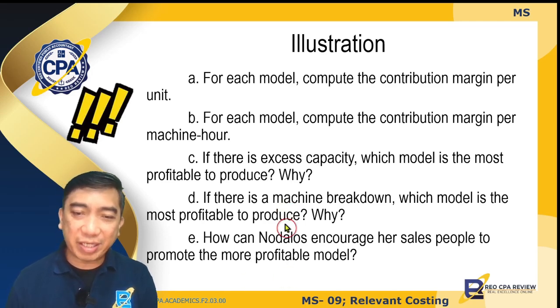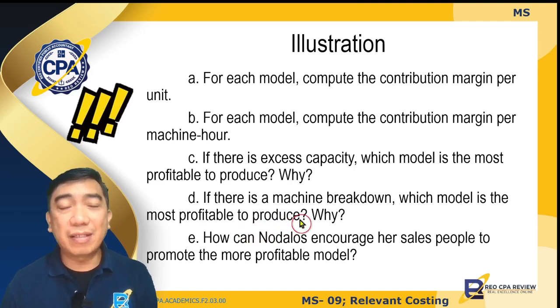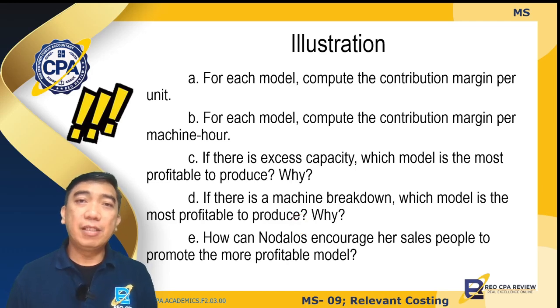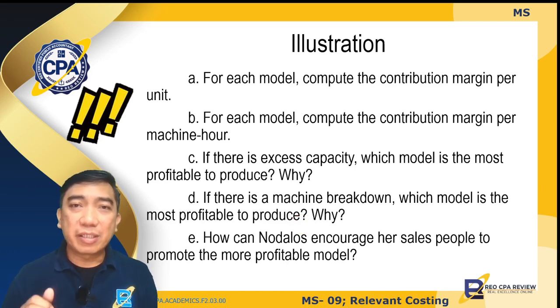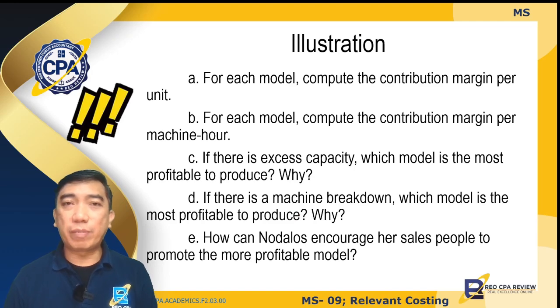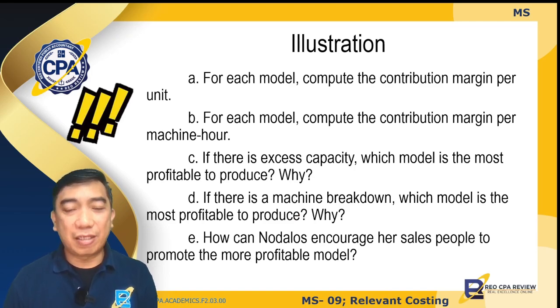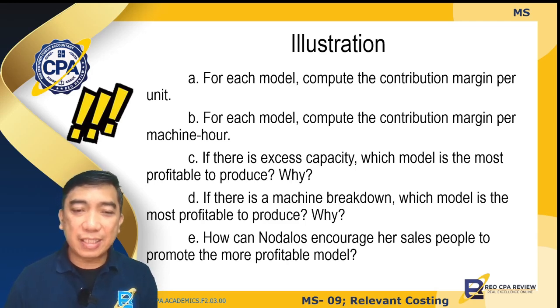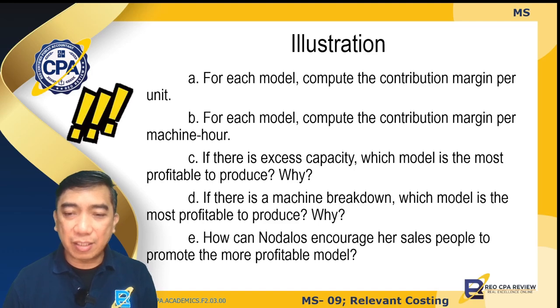Letter D, class, if there's machine breakdown, which model is most profitable? Pag machine breakdown, class, ano na yan? It is already the prioritize the product having the highest contribution margin per limited resource. Sa situation na to, per machine hour. And finally, what is letter E? How can the Dallas encourage her sales people to promote the more profitable model? Qualitative factors. Okay? So, class, tuloy natin to.